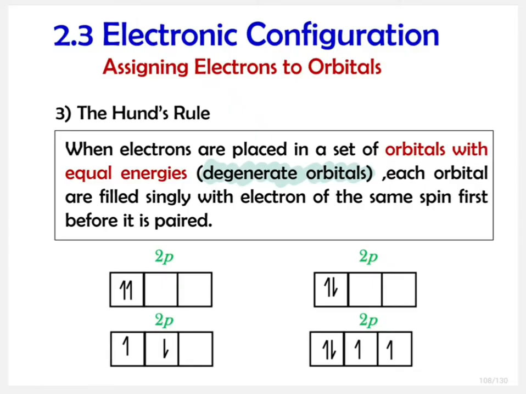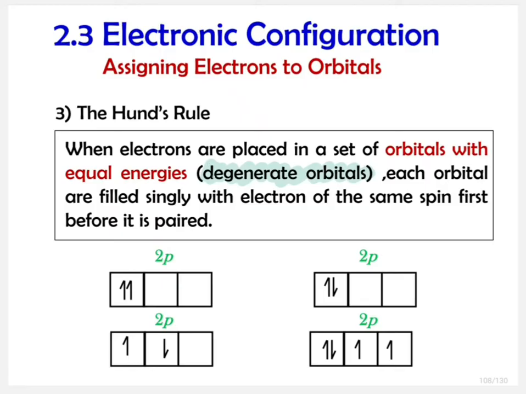Okay, so kalau kita sekadar baca Hund's rule memang agak susah sikit nak faham. But first saya nak tekankan dulu degenerate orbitals tu apa. So, untuk Hund's rule, it's only applicable to degenerate orbitals. So, degenerate orbitals ni adalah orbitals with equal energy.